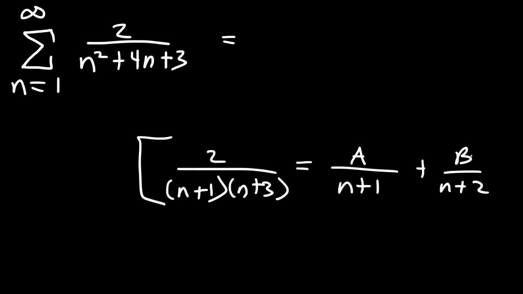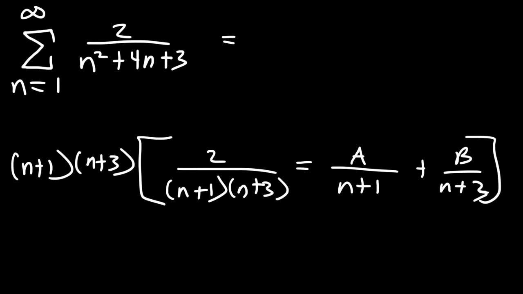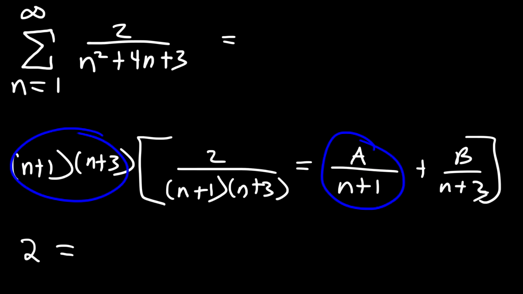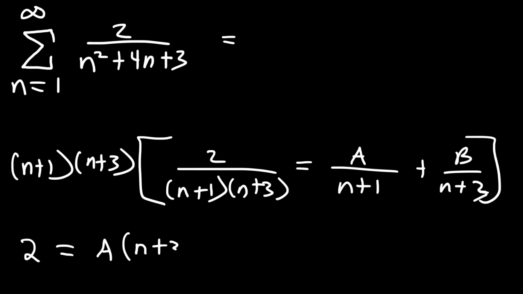So now I'm going to multiply both sides. This is supposed to be n plus 3, my mistake. Let's multiply both sides by n plus 1 times n plus 3. So these will cancel, and I'm just going to get a 2 on the left side. And then if we multiply these two things together, the n plus 1 factor will cancel, leaving behind a times n plus 3. And then these will cancel, and so we're going to be left with b times n plus 1.